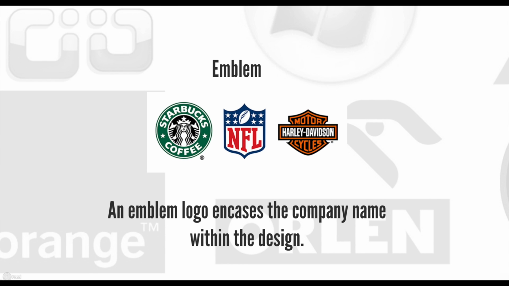Then we have an emblem. All of these are encased. So you can see Starbucks has the circle around it. The NFL has the shield around it. So anything encased is called an emblem.